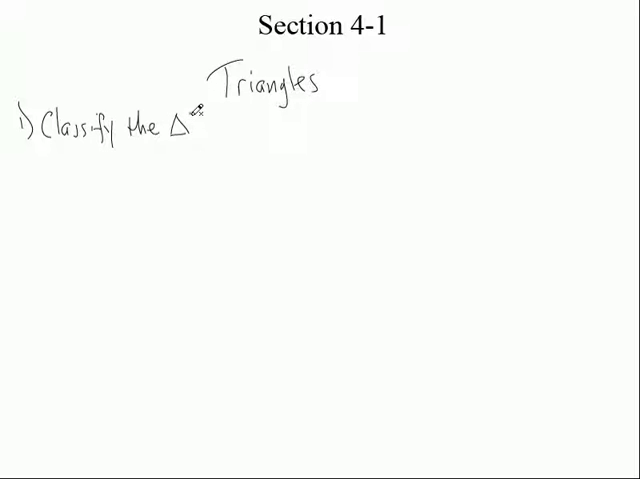So classify the triangles. What do they say? Classify the triangles by their... Well, that's going to be one, but we're going to do the angles first. By their angles. All right, that's the first one we're going to do. We're going to talk about triangles. We're going to name them by the type of angles that are in the triangles. Okay, exactly. So let's go with this one right here.